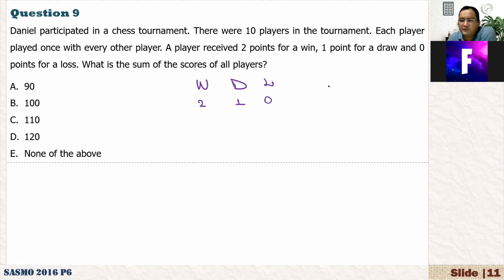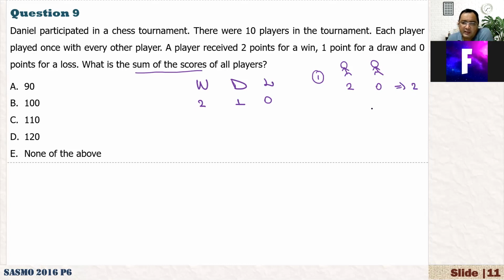Now suppose we have three possibilities here, Wagif. The first possibility is that two players are playing. This one is Wagif and this one is Adnan. Now Wagif wins, let's say. At that time he gets 2 points and Adnan loses with 0 points. It says, what is the sum of the scores? So what is the sum of the scores here? It is 2.